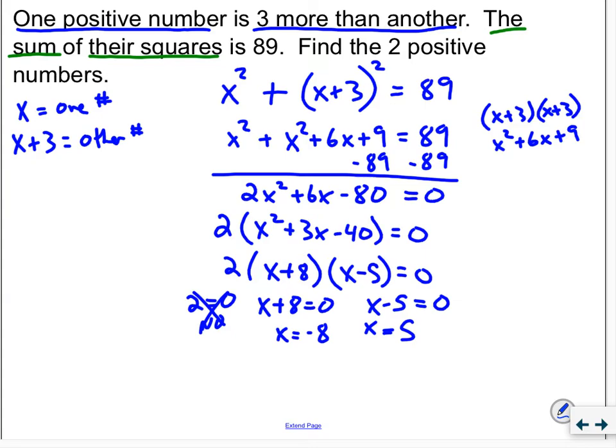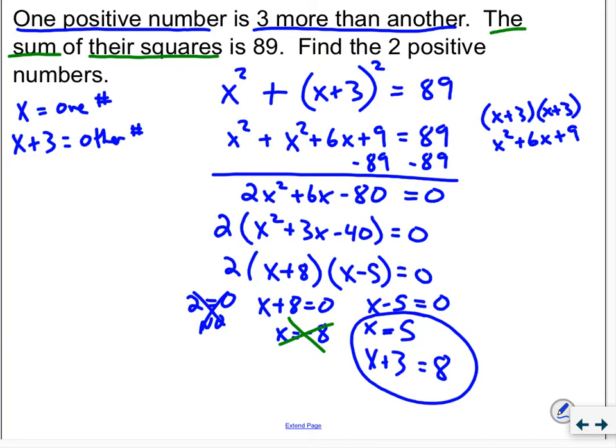Now it says find the 2 positive numbers. Okay, another situation where I get rid of my negative. Do I always get rid of the negative? No, but if they say they want positive numbers, you keep positive numbers. If they say find the 2 negative numbers, you get rid of the positive. So let's see. X is the first number, x equals 5. The other number is x plus 3. That's 8. There's my 2 numbers. Pretty cool.